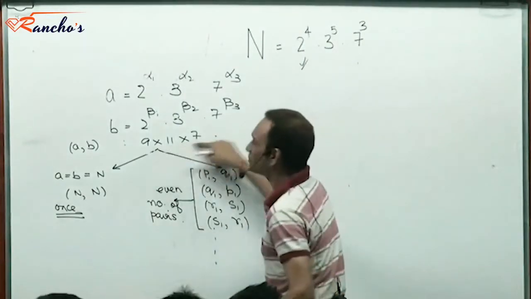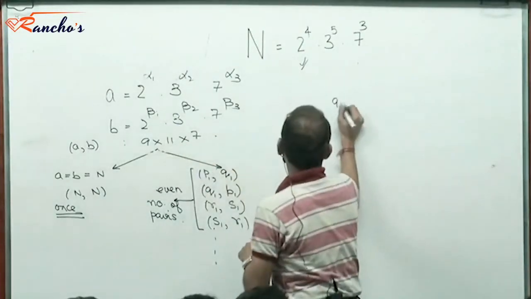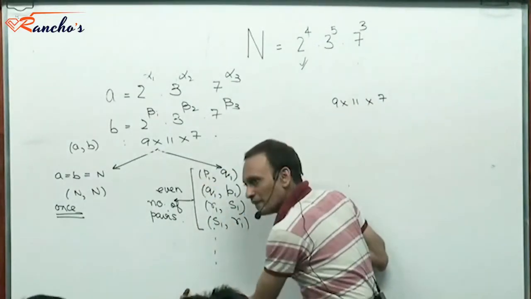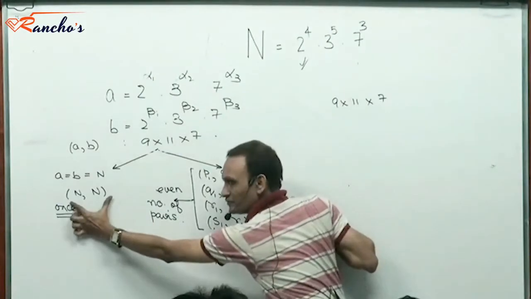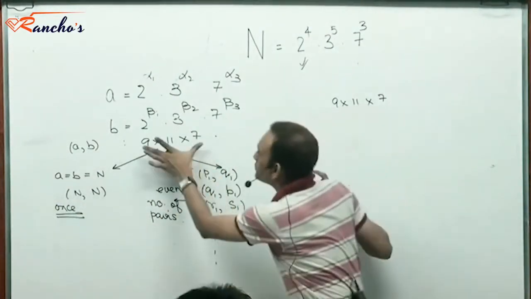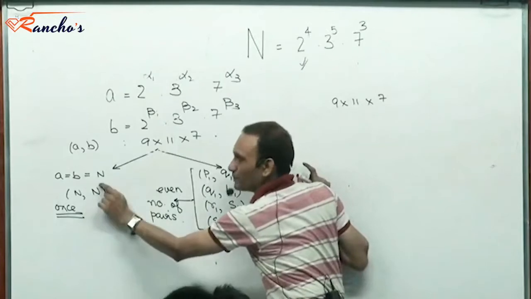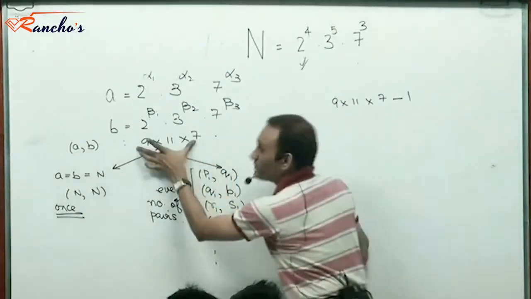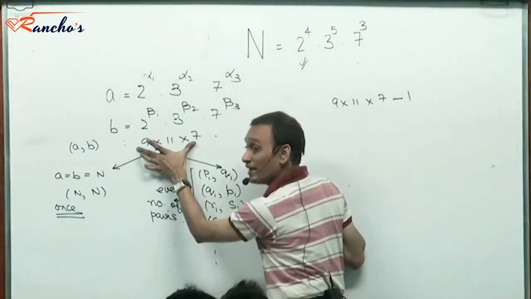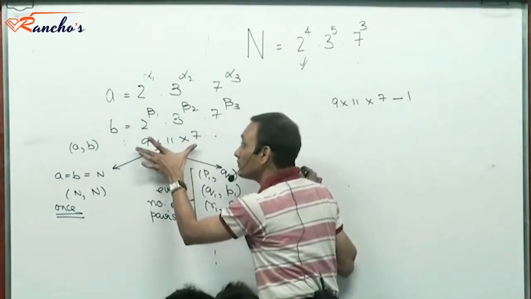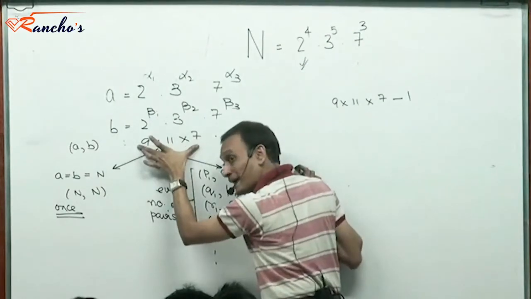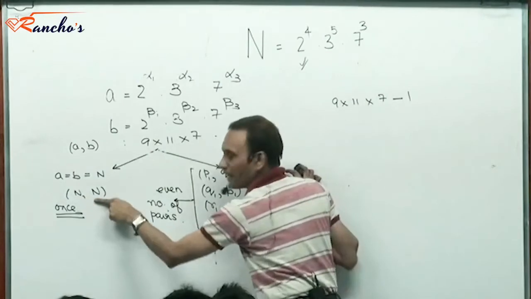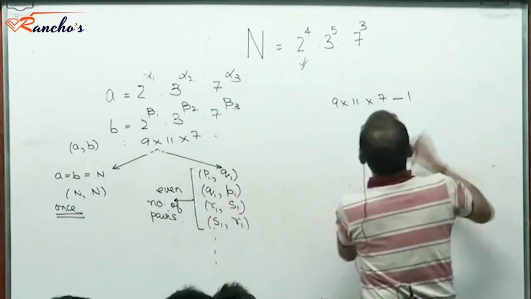from this count, 9 into 11 into 7 is the total number of pairs, in which there are an even number of pairs of this kind and there is one number of this kind. Right? Now from these many pairs, if I remove this one pair, if from these many ordered pairs of A and B whose LCM is n, of which there is one pair n comma n, first I remove that one pair.